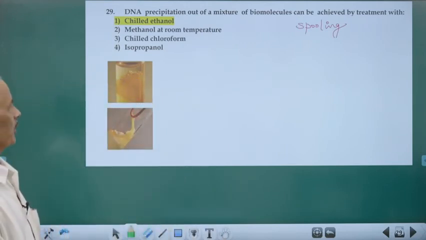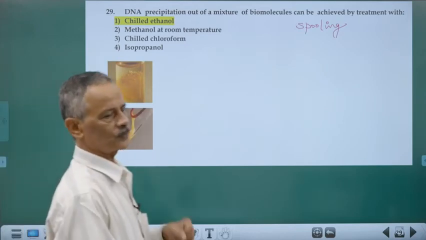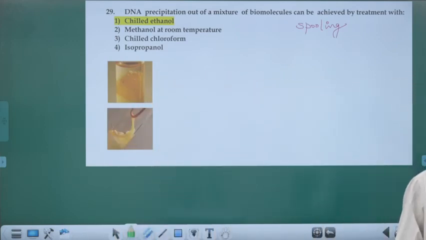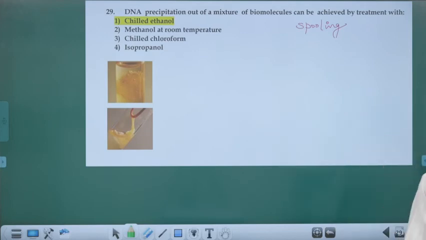DNA precipitation out of a mixture of biomolecules. How will you be taking out the DNA from a source? It may be a plant, animal, a fungus, or a bacteria. So we have to treat them according to the nature of the cell wall. If they have a cell wall, remove the cell wall, then centrifuge them under ultracentrifugation so that the cell membranes will burst and the content will come out.